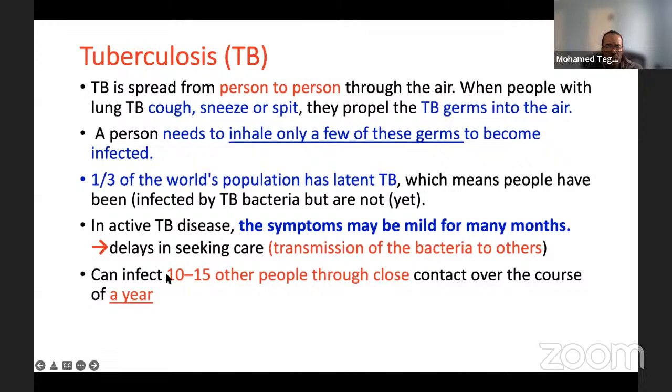Another problem with TB is that in active TB disease, the symptoms may be mild for many months, and that by itself is a problem, because mild symptoms mean the patient is less likely to seek medical treatment. During the time of developing symptoms until the patient takes the disease seriously, definitely that means a lot of spread or direct person-to-person transmission. And it turned out that one person can infect between 10 to 15 other people through close contact over the course of almost 1 year.